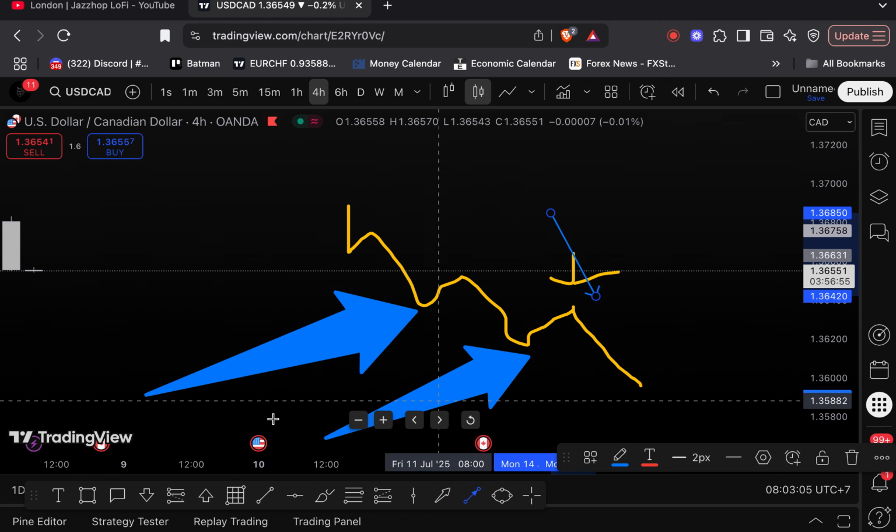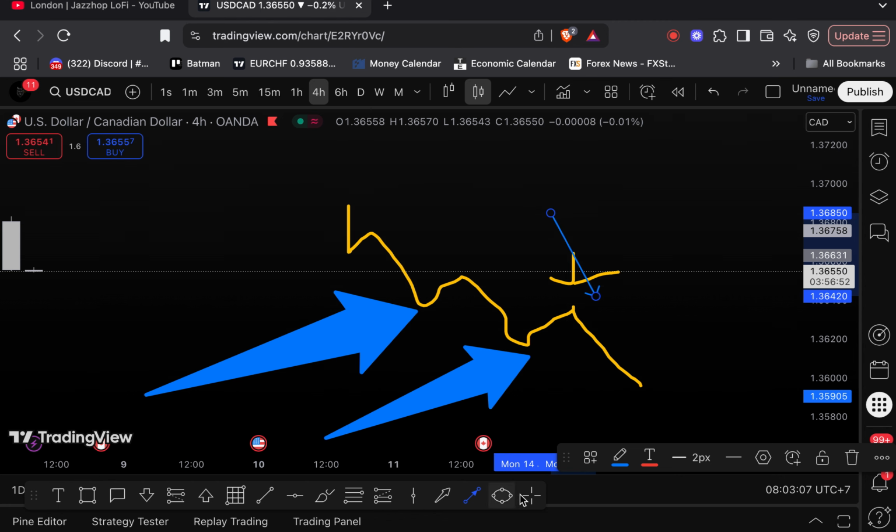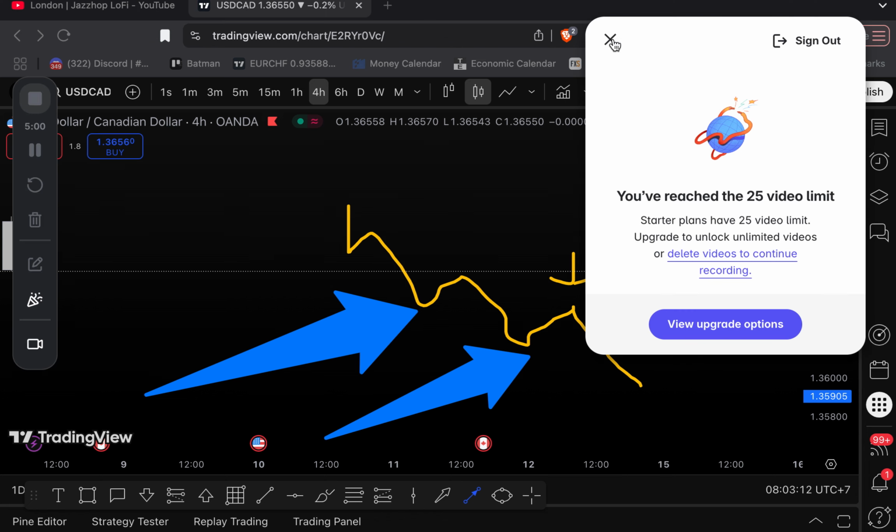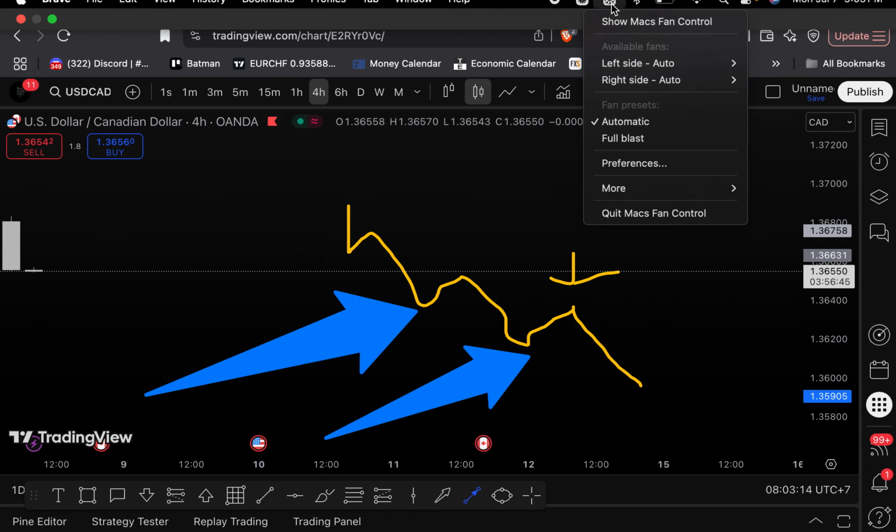It's continuing to go down. If the market, instead of continuing to go down, just went randomly straight up.